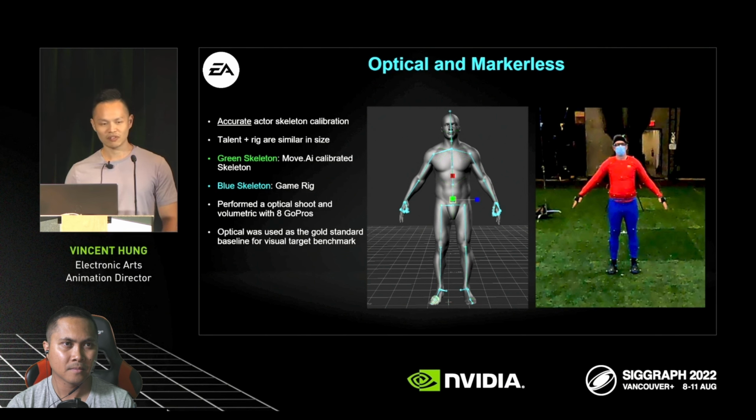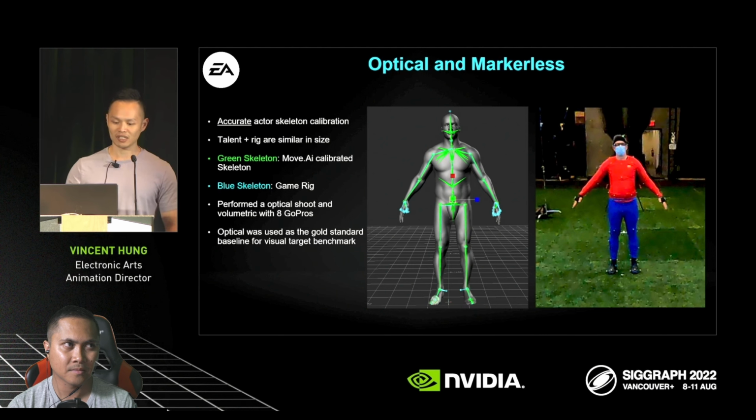And then I also wanted to mention for optical, it is the gold standard quality output in animation, in mocap animation. And so that's why we want to do this, and we have really good reference so that we can give that feedback to Move.ai. Where are the areas you want to improve? Where are the areas we need to look out for?